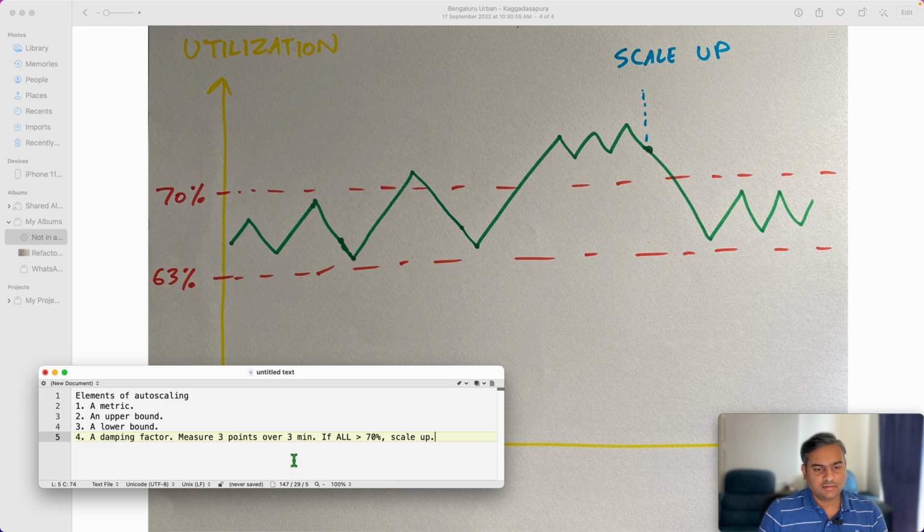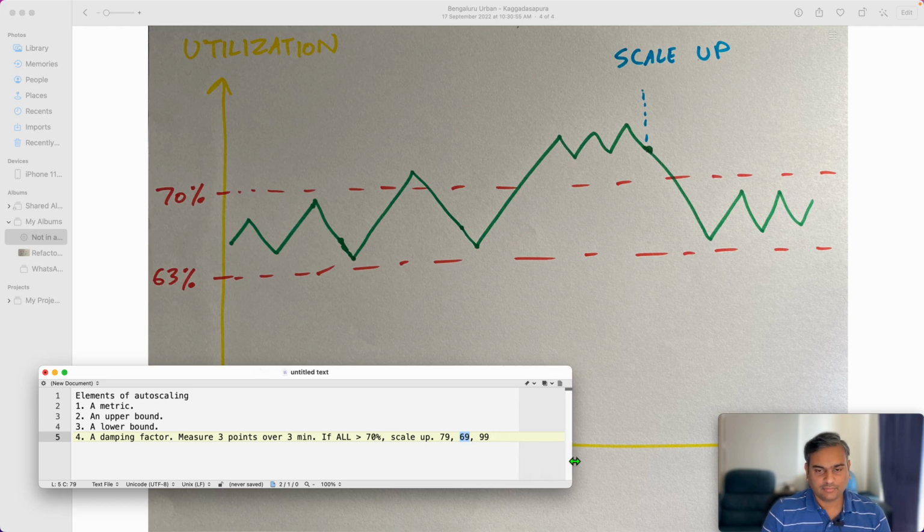So this is where you are saying, firstly, anything that's shorter than a minute, you are not even measuring data at that granularity, so it gets averaged out. Now, even over a minute, for example, if you have three values like this, let's say 79, then 69, then 99. Even though this and this value is higher than the upper bound, which is 70% here, the system does not scale up because one of them was lower. So basically the system thinks twice before reacting. It's not overreactive. It wants to be sure.